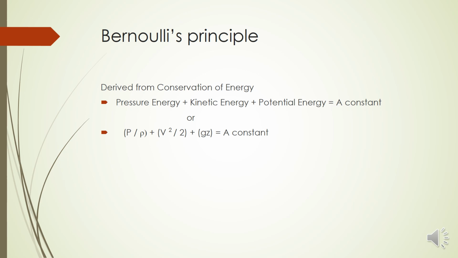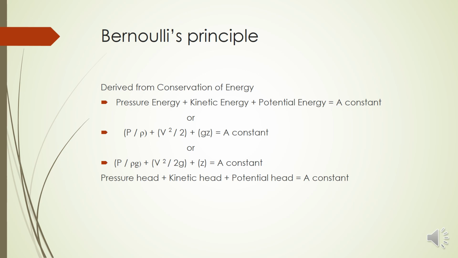Or you can express it in different terms like this: P by rho plus V square by 2 plus Gz is a constant. The first term corresponds to pressure energy, the second term is kinetic energy, the third one is potential energy. Or in terms of head, if you want to convert this equation all in terms of head, you can express it like this: P by rho G plus V square by 2G plus Z is a constant. The first one is pressure head, the second one is kinetic head, and the third one is potential head.